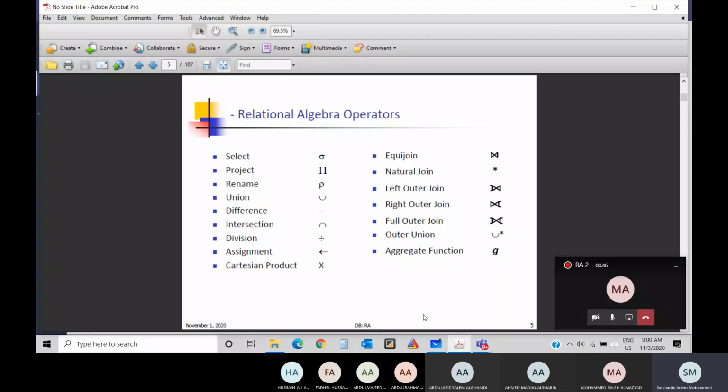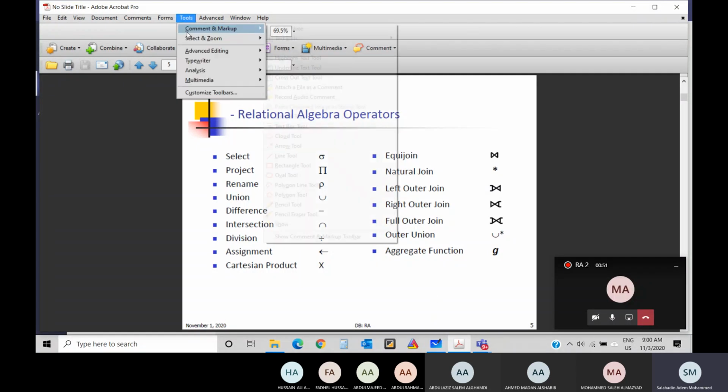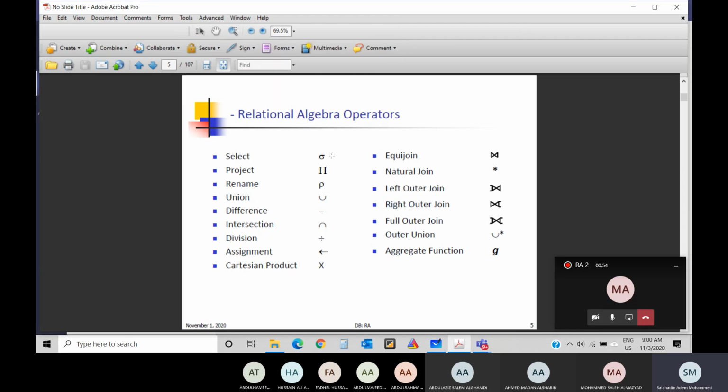Okay, so we were talking about relational algebra, and up to now we have done selection and projection. Selection filters rows, projection filters columns. We have also done renaming of tables and columns, union, difference, and intersection. Today I'm going to start with division, the assignment statement, and Cartesian product. Any question up to this point?